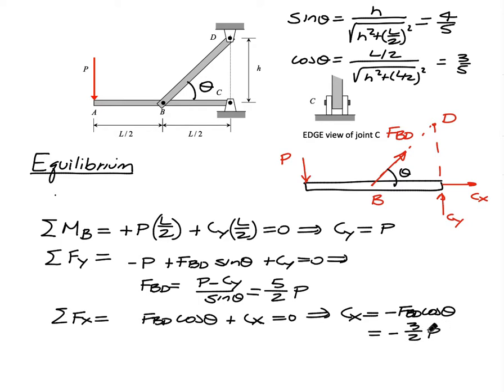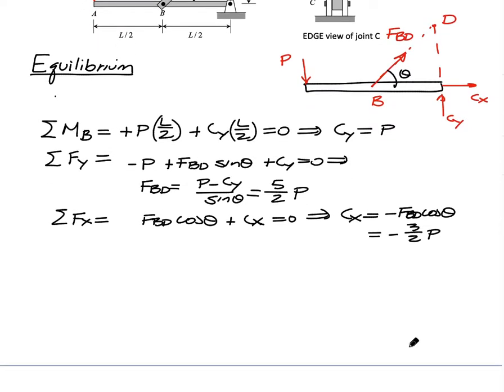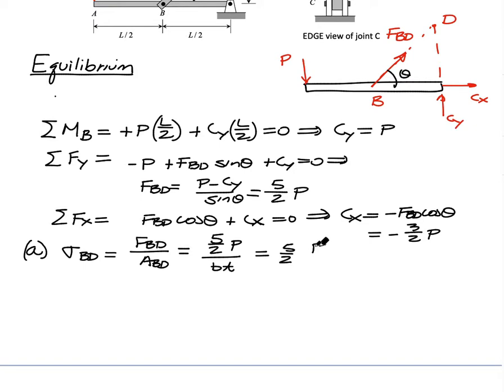Okay, so we've done what we can with equilibrium, and that's given us what we need because we can easily find the axial stress in BD. That's just the load FBD divided by the cross-sectional area of BD. That is 5/2 P divided by B times T. So sigma BD is equal to 5/2 P divided by BT.